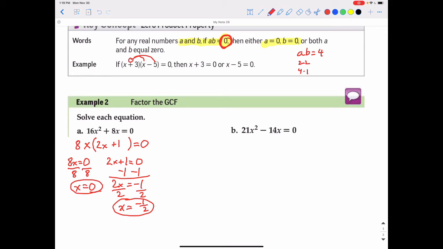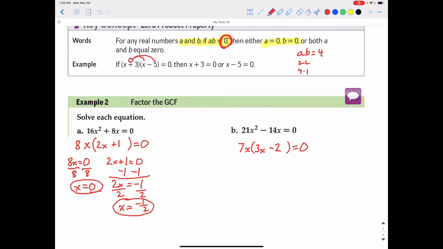Let's do another one. So part B is very similar. Can we factor anything out by distributive property? Yes, we can. 7 goes into both 21 and 14, so 7 can be factored out. And since they both contain at least an x, we can factor an x out. So we'll open up one set of parentheses because, again, we're just factoring by distributive property at this time. And 7x times what is 21x squared? Well, that would be 3x. And 7x times what is negative 14x? And that would be negative 2, because 7 times negative 2 is negative 14.